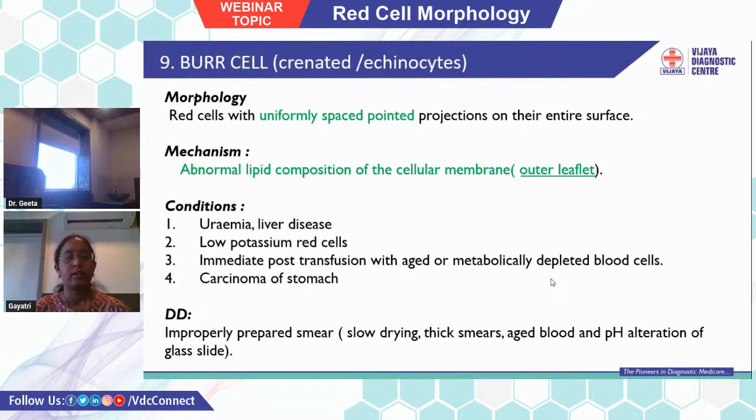Conditions involved are seen in uremia, liver diseases, low potassium red cells, also in immediate post-transfusion cases with metabolically depleted cells, or in carcinoma of the stomach. Similarly, the differential diagnosis is an improperly prepared smear or aged blood, and any pH alteration of the glass slide may produce a Burr cell.